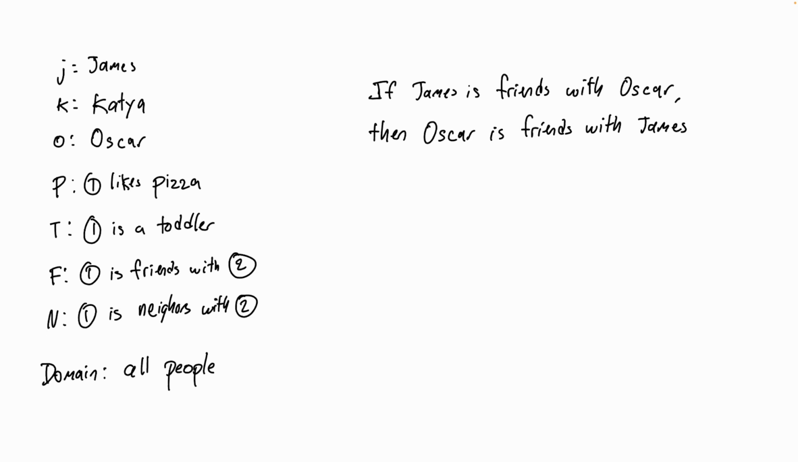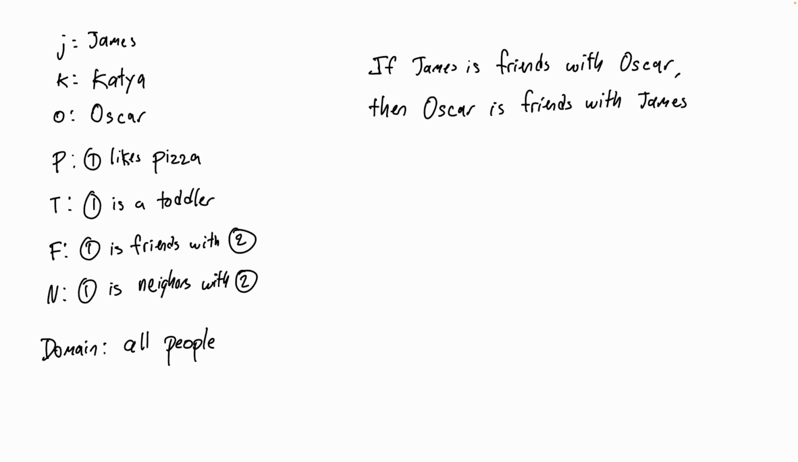Let's suppose that we're working with this QL language. It has the names J, K, and O, referring to James, Katya, and Oscar, respectively. It has a one-place predicate P that expresses the property of liking pizza, a one-place predicate T that expresses the property of being a toddler, a two-place predicate F that expresses the "is friends with" relation, and a two-place predicate N that expresses the "is neighbors with" relation. The domain of quantification is all people.